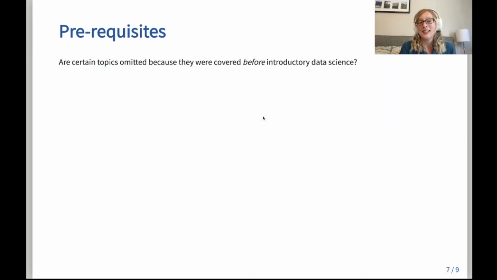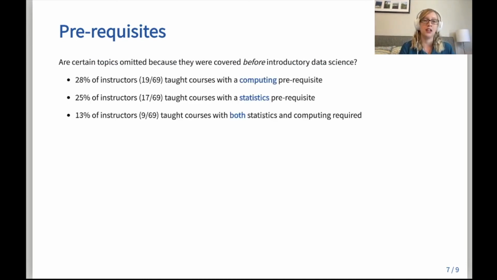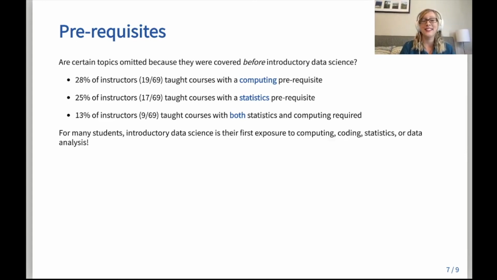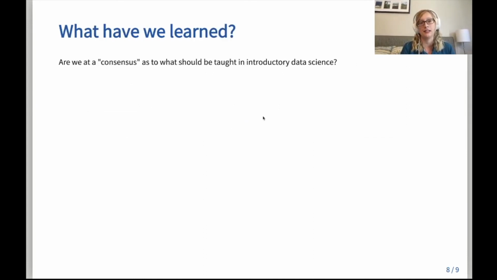We also asked whether or not certain topics were left out because they were covered before, so what were the prerequisites for the introductory course. About a quarter of the classes taught courses with a computer science prerequisite, about a quarter had a statistics prerequisite, over half didn't have any prerequisites. So for many students, and maybe your students, introductory data science is the first exposure to computing, statistics, or data analysis. So have we learned anything?